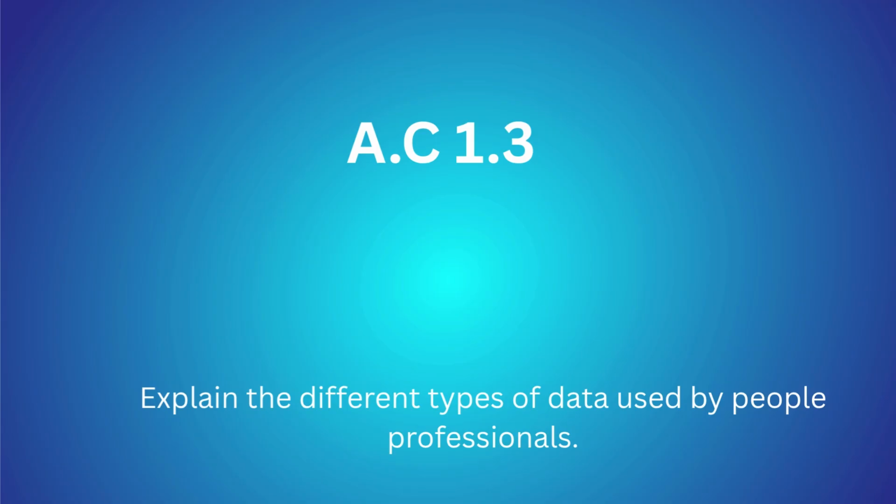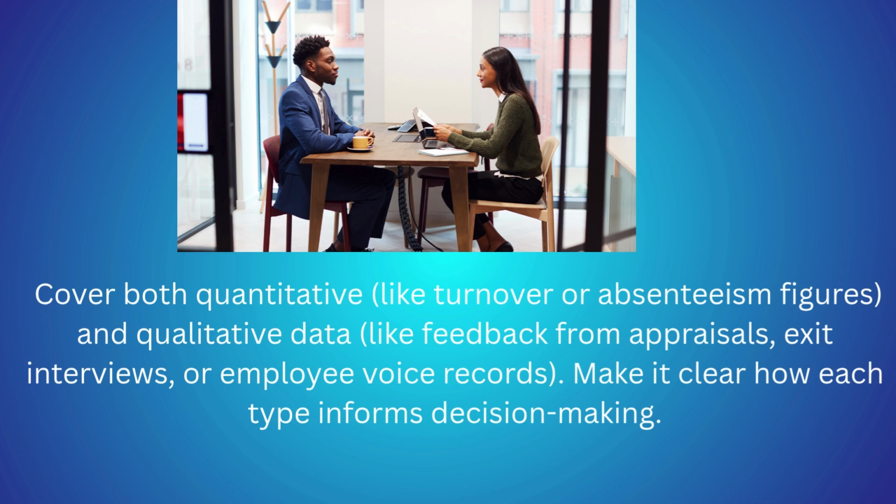AC 1.3. You'll explain the different types of data used by people professionals. Cover both quantitative, like turnover or absenteeism figures, and qualitative data, like feedback from appraisals, exit interviews, or employee voice records. Make it clear how each type informs decision-making.